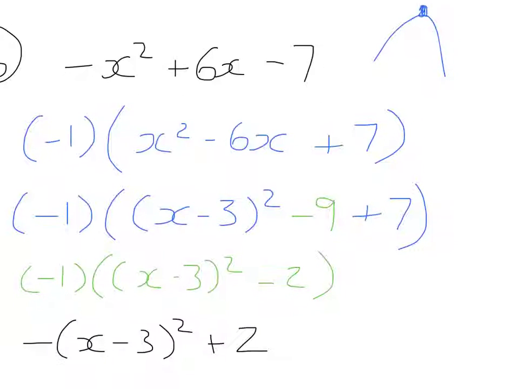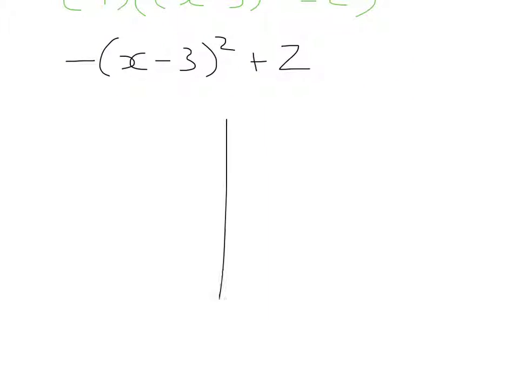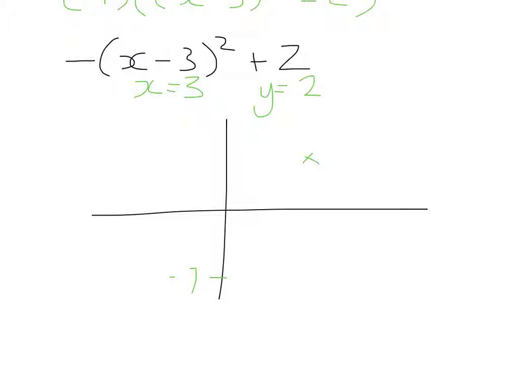I know where it's got to cross the y-axis. It's got to cross the y-axis at minus 7. A few of you making mistakes there. Be careful. If I do a very quick sketch of my axes there, I know what the x value must be. The x value must be whatever makes that bracket 0. So x equals 3 and y equals whatever's left, so positive 2. So at 3, 2, that's my maximum point. It must cross at minus 7, and now I can sketch a parabola like that.